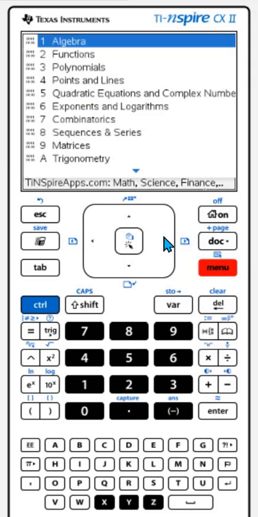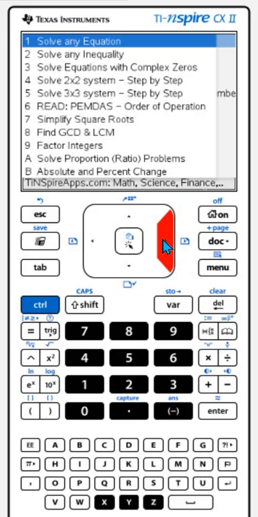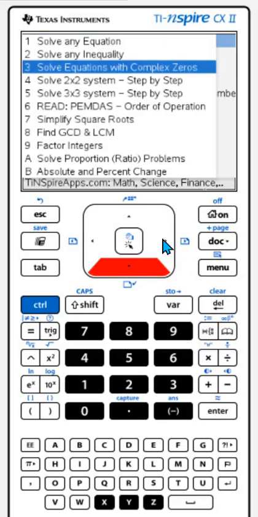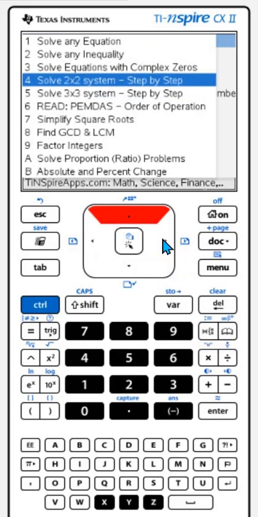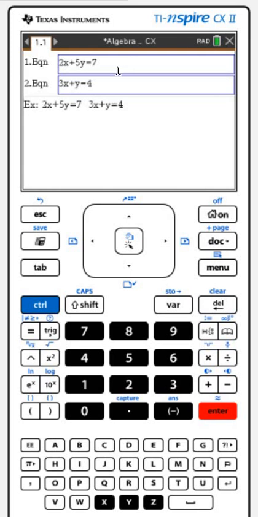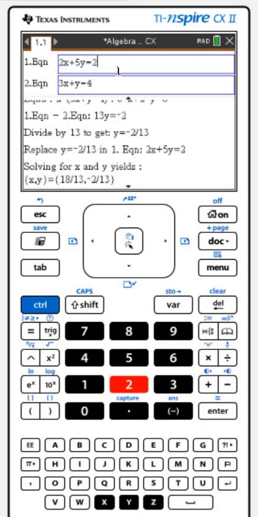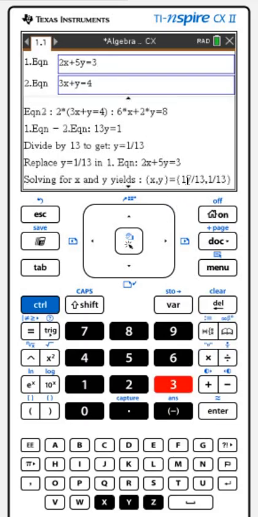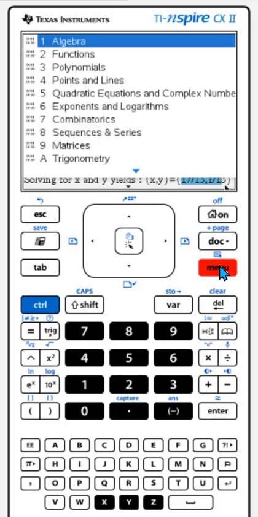So here are the tricks. You press menu, you select your option, say you want to solve a 2x2 system of equations. You just type in your two equations, and with step by step you arrive here at the bottom answer. Okay? If you change up the equation, immediately you have the new solution. That's already pretty magical, but it gets even better.